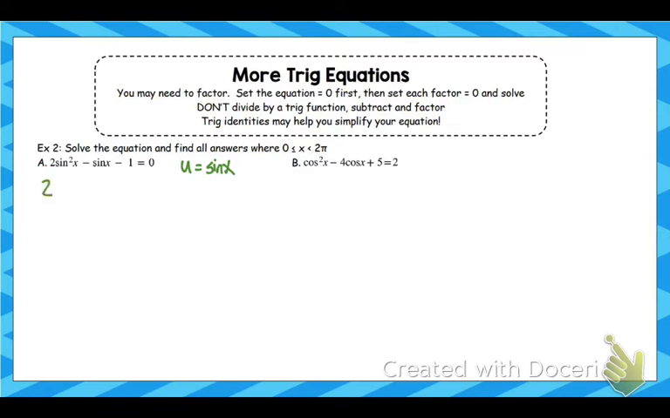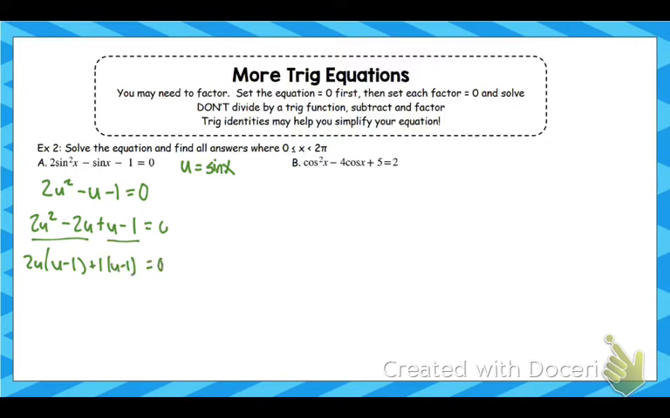If I replace sine x with u, sine squared becomes u squared, and sine x becomes u. Now you'll notice this is the exact same as the very first example that we did. So I'm going to go ahead and factor this. I'll go through the whole process again. Numbers that multiply to -2 and add to -1. Split up my middle into those two numbers. And then I do my grouping. Out of the first 2, I take out 2u. Out of the next 2, I can take out 1. Set each factor equal to 0.